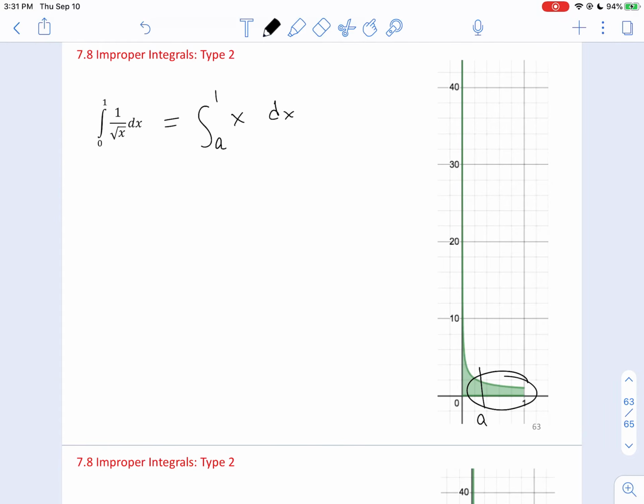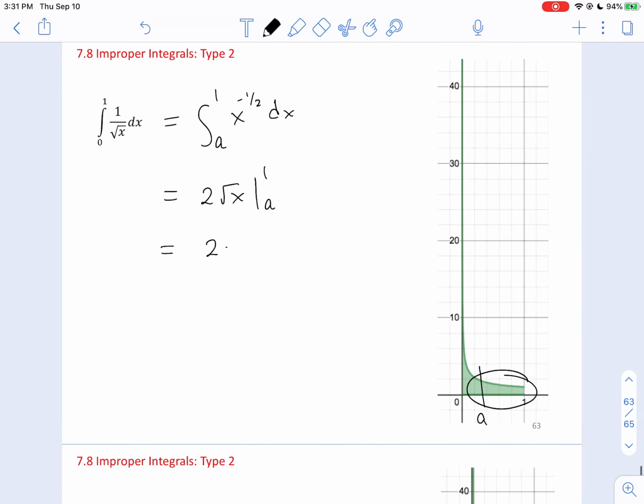1 over radical x is the same thing as x to the negative 1/2, so I'll just change it right now. The antiderivative of that, we've done this already, was 2 square root of x, evaluated from a to 1. We plug in 1, we get 2 radical 1, that's just 2. And then minus, now plug in a, we get this result. Now we consider what happens as I drag this a closer and closer to 0. Square root of a is approaching 0 as a approaches 0, meaning that this part here is approaching 0, meaning that overall this is approaching 2 as a approaches 0.